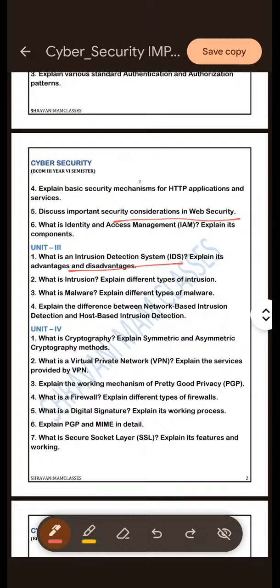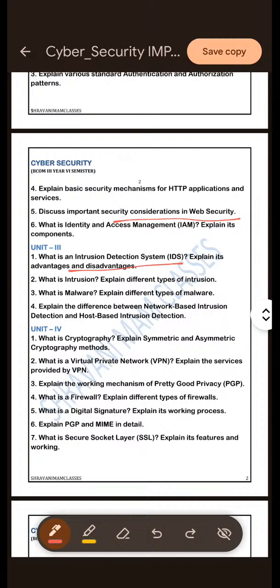Explain its advantages and disadvantages. Okay, so intrusion detection system, first, it's a very important concept from the third unit, right? What is an intrusion detection system? It monitors network or system activities for suspicious behavior, right? Not only that, it also alerts the administrator about potential attacks, and it can also help in early detection of threats, right? So this is IDS.